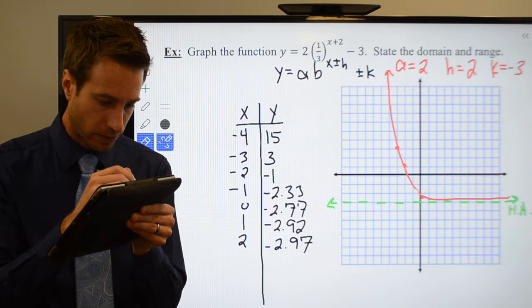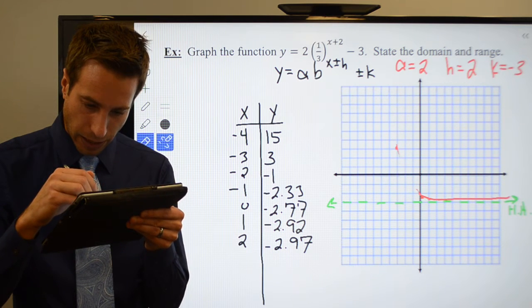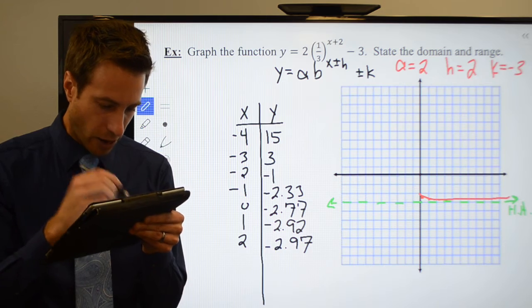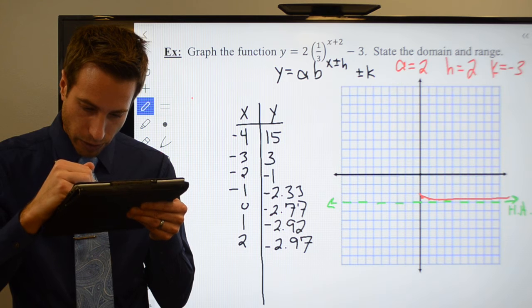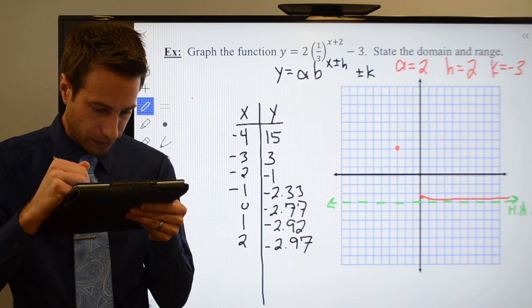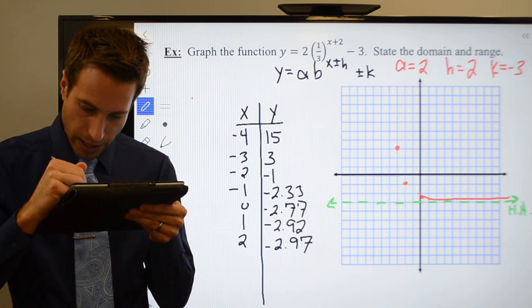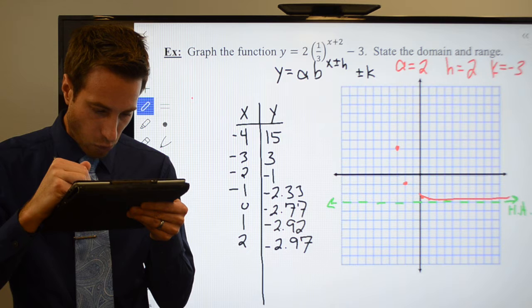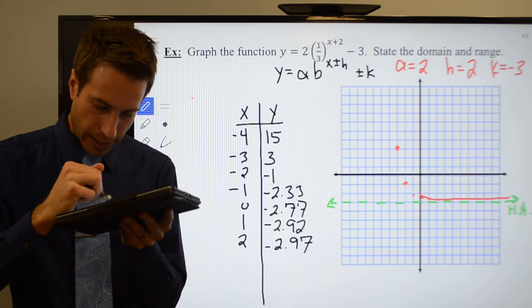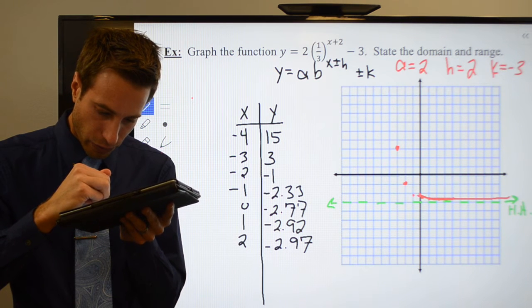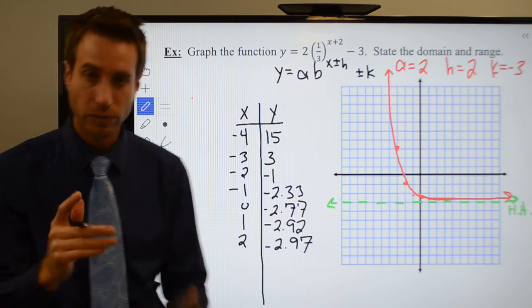Hold up. Let me try again. I really missed my coordinate point pretty badly. Let me do it again. Negative 2, negative 1, and then negative 1, negative 3. All right, let's try this again. I'm going to come through here. Yeah, there we go. That's a little bit better. All right, there we go.